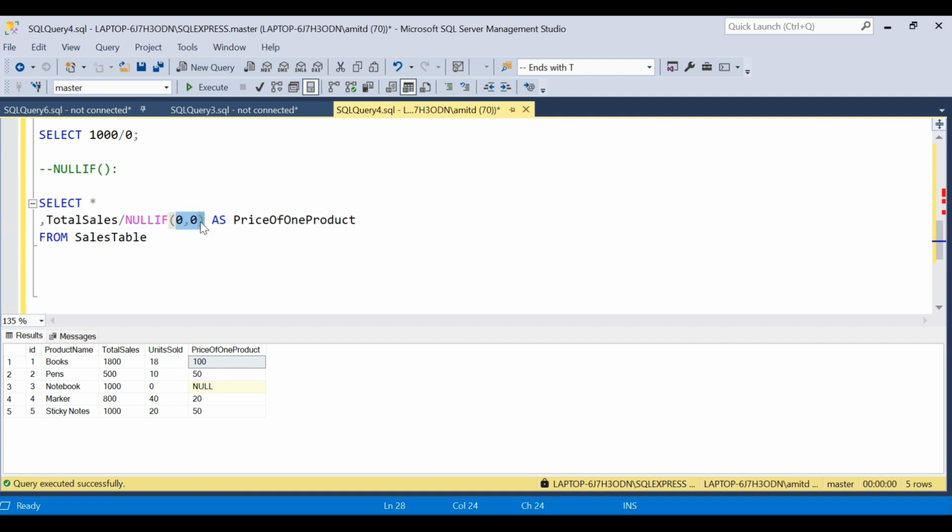So this will replace the denominator with null, and if we divide anything by null, the output gives null. I hope this is clear. So that's the reason 1000 divided by 0 is giving us null. And divide by null gives null, because this will replace it with null, right? I hope this helps you.